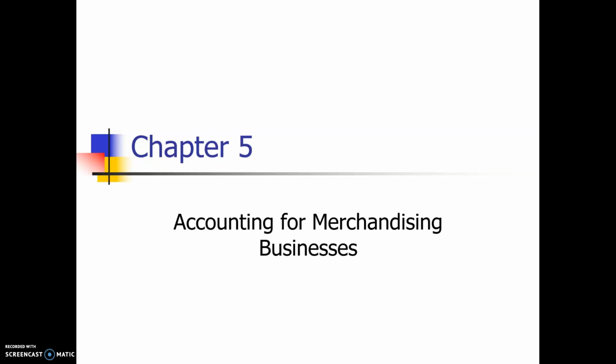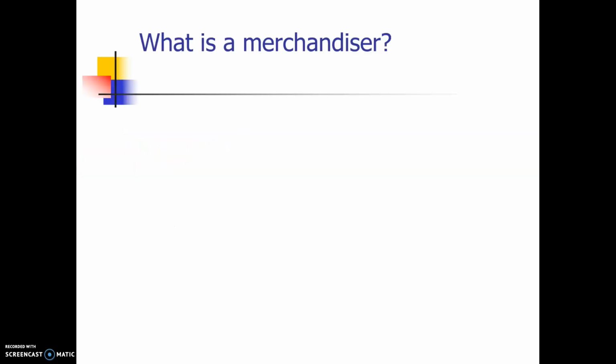Up until now, we've been talking about service businesses. So a business that earns its revenue by performing a service for customers. In Chapter 5, we're going to look at merchandising businesses. So a merchandiser is a company that earns its revenue by selling merchandise to its customers.